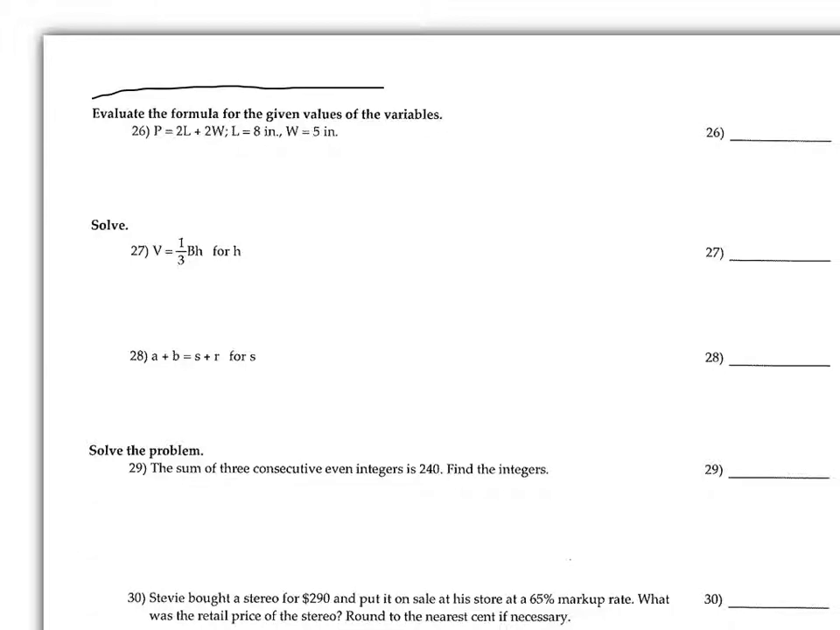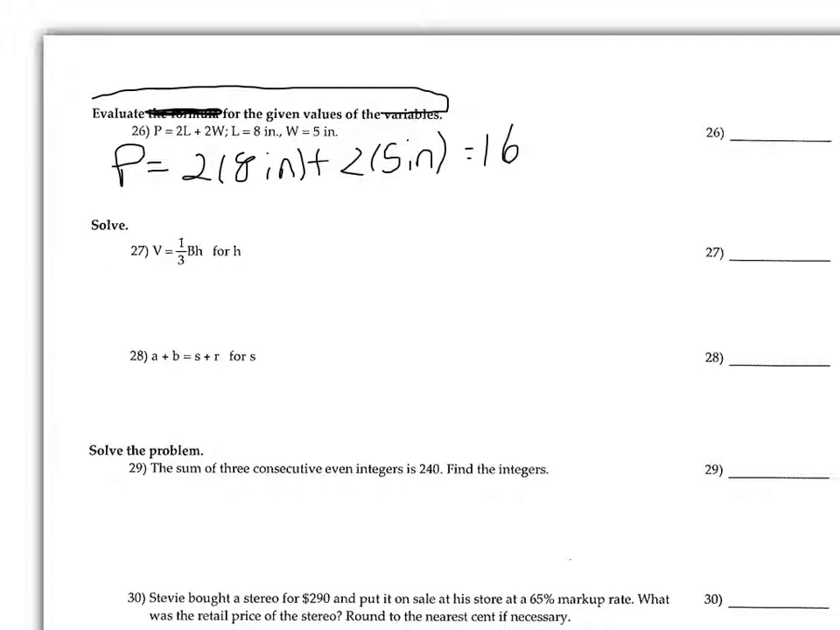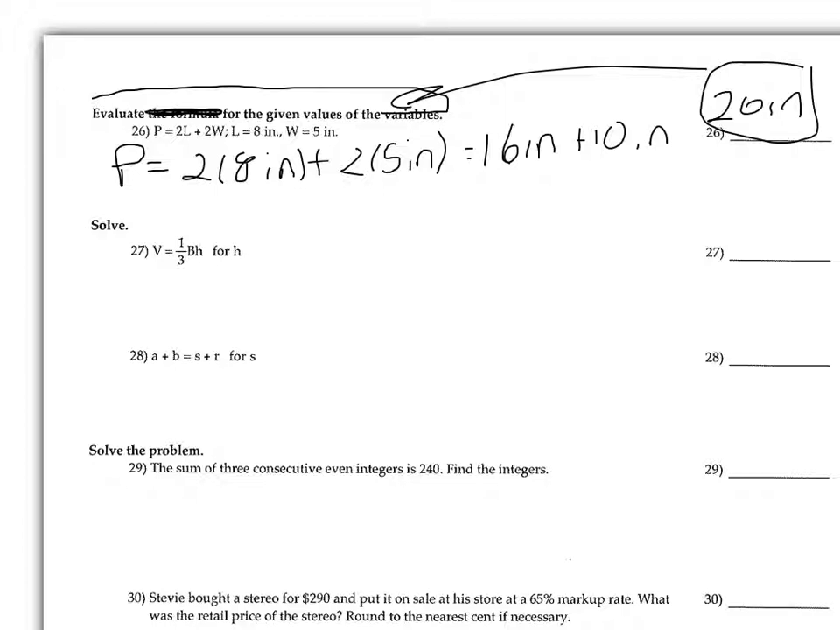So we want to evaluate this formula here, P equals 2L plus 2W, which is nothing more than the perimeter of a rectangle when L equals 8 inches and W equals 5 inches. So we just plug these in once again. 2 times our length, 8 inches, plus 2 times our 5 inches. 2 times 8 inches is 16 inches, plus 2 times 5 is 10 inches. So grand total, we have 26 inches of perimeter in this rectangle with length 8 inches and width 5 inches.